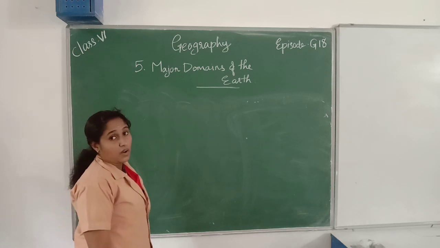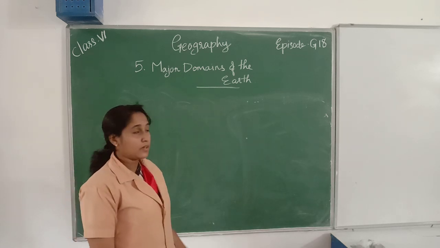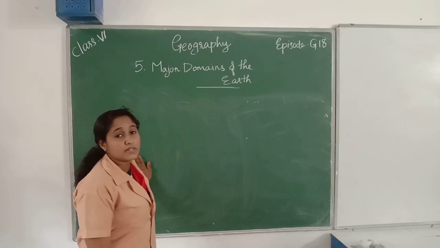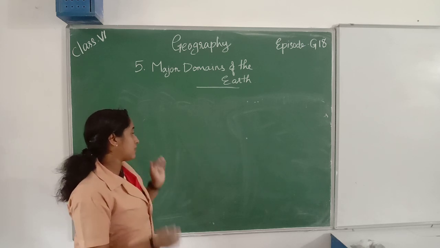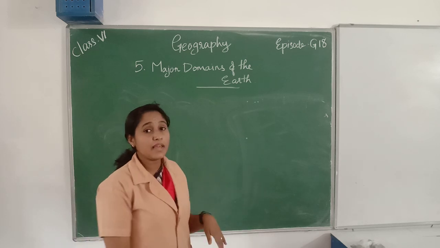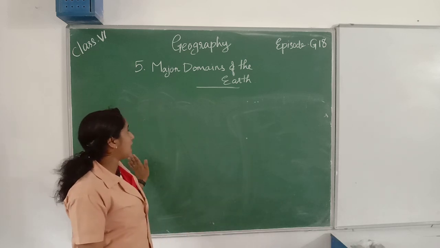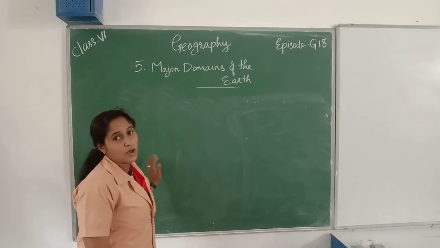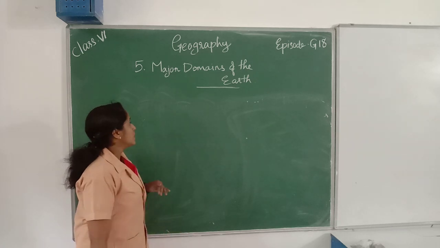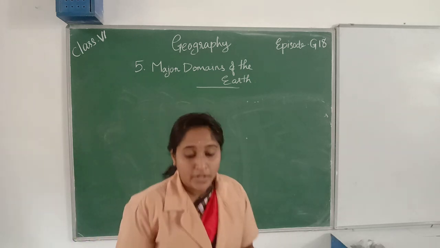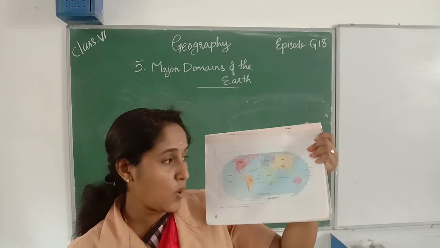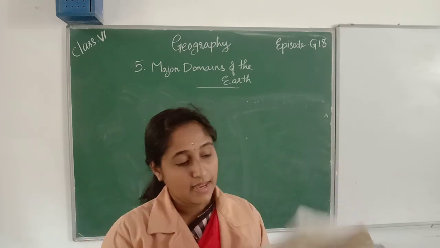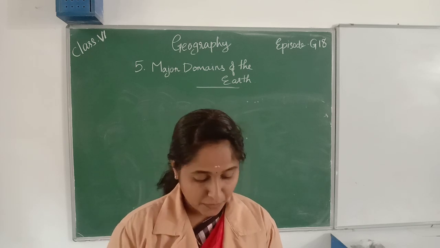Our Earth is called the blue planet because of what? Because more than 71% of it is covered by water bodies. Because of that, we call our Earth the blue planet. Okay. So look at this map, identify the 5 major oceans and continents, and read your text carefully.